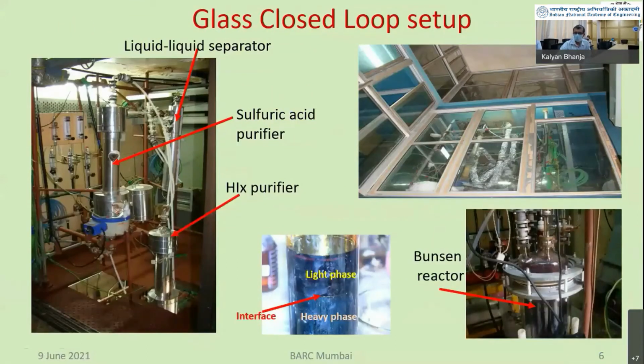So these are a few pictures of whatever we have done in the boxed up condition. This is the first floor, this is the second floor here. So all the equipment was put inside, as iodine, SO2, and high temperature are there, for safety purposes. This is the Bunsen reactor where water is getting split, and we get a light phase sulfuric acid and a heavy phase HIX, that means HI and additional iodine, HI plus iodine. So these are the other equipments.